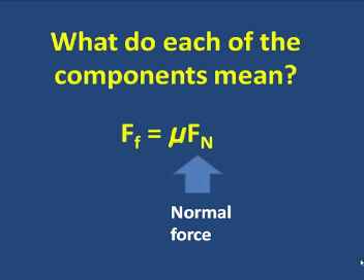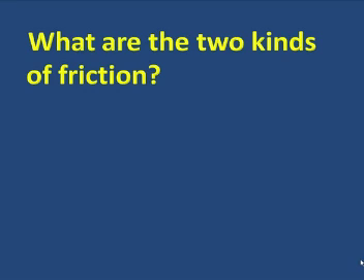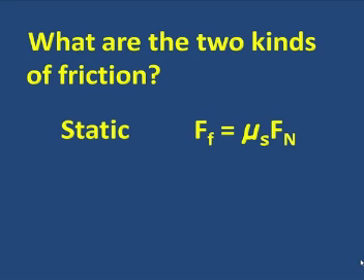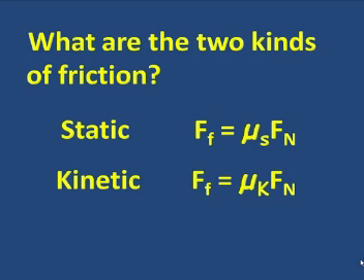Now, the next thing I'd like to just review are the two kinds of friction. And remember, it has nothing to do with the surface area. There's static friction, and you would write it as shown there. The coefficient is different, and that's the friction to get it started. It takes more force to get it going than to keep it going. Once you've got it going, you have kinetic friction, and notice you have a different coefficient, and it's a less force to keep it going.